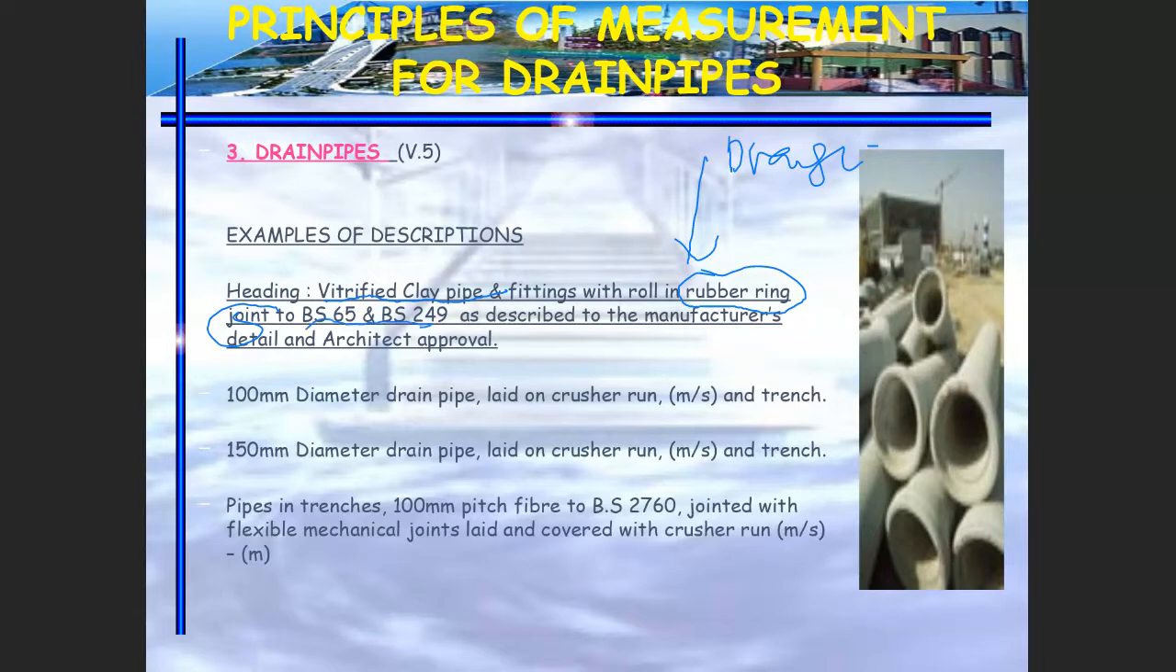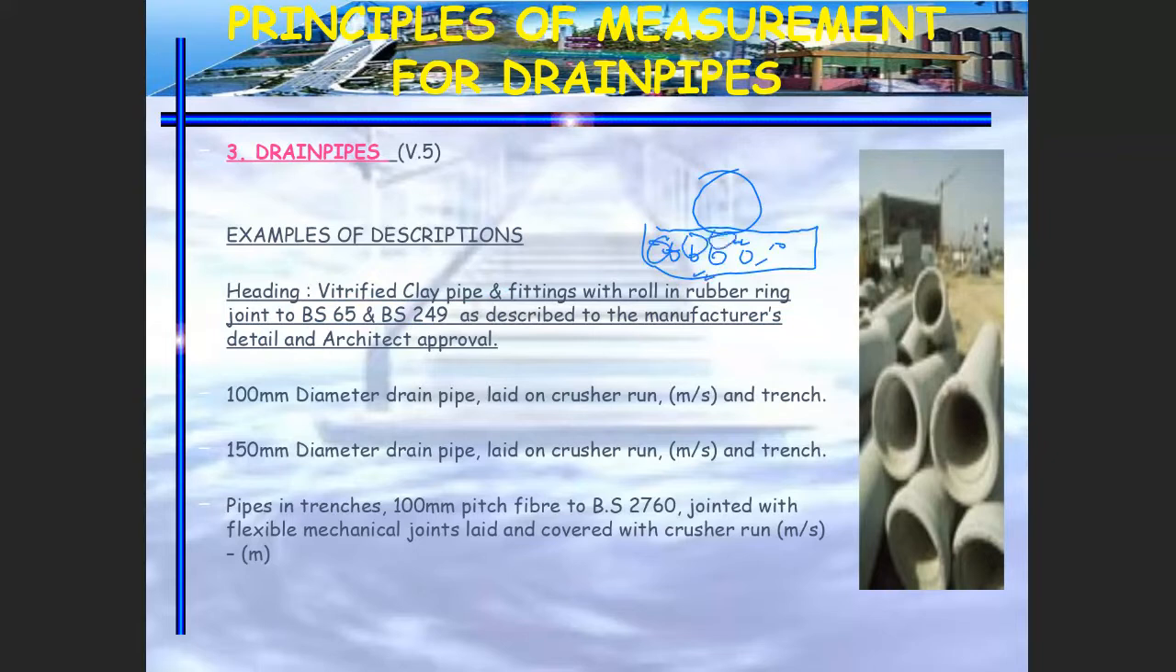After that, you have to write down the size of the pipe, and then how the pipe is going to be laid. This is the example where the pipe is laid on the crusher run. Maybe I give you one example. Let's say you have pipe work, and then here is your crusher run bed. This is the cross section.